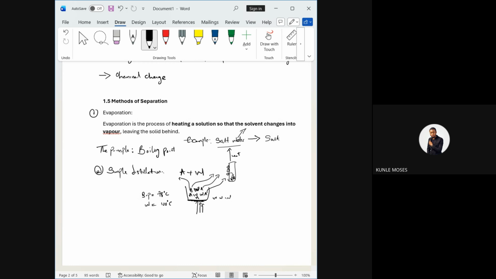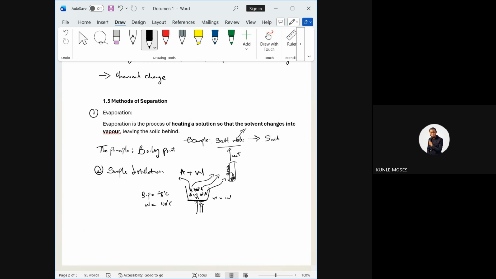The principle of evaporation is what? What's the meaning of evaporation? Boiling point. What's the meaning for distillation? Difference in boiling point. Very good. Difference in boiling point. Evaporation is boiling point. Why simple distillation is different in boiling point.